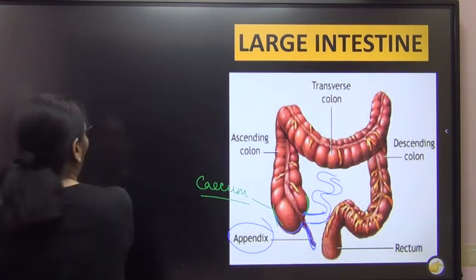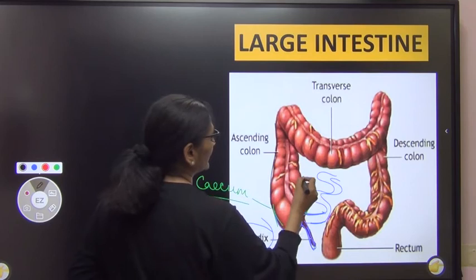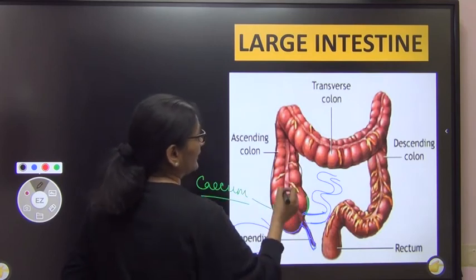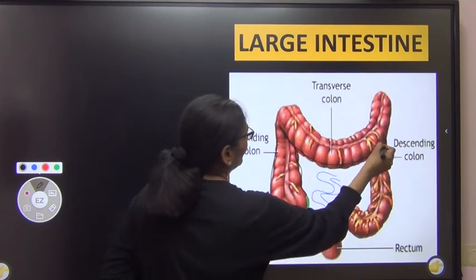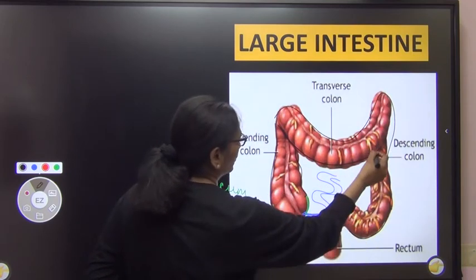उसके ऊपर वाला जो पार्ट है बेटा, look at this. This part is called as colon. This remaining part is called as colon. This is the ascending limb of colon. This is the transverse limb of the colon, and this is the descending limb of the colon.